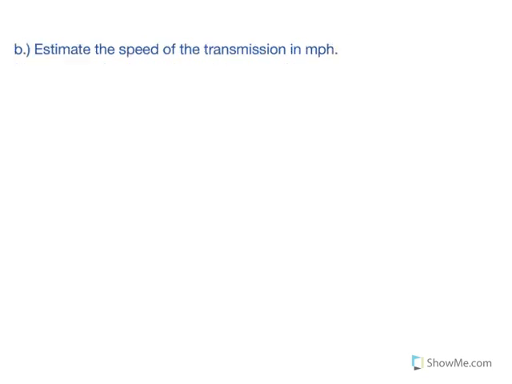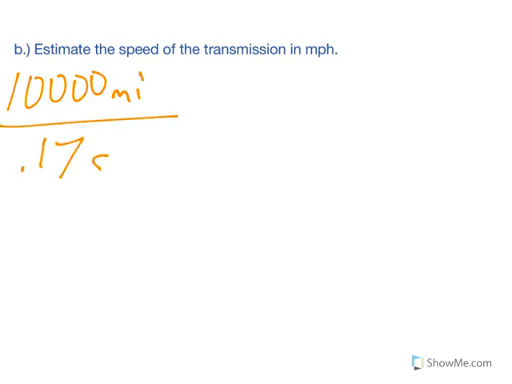Estimate the speed of the transmission in miles per hour. Well, we know that it said 10,000 miles in 170 milliseconds, which is 0.17 seconds. So we need to change this, right? It says miles per hour. So I want my goal to be miles per hour. Well, I already have miles. My numerator is already miles, so I just need to change seconds to hours.